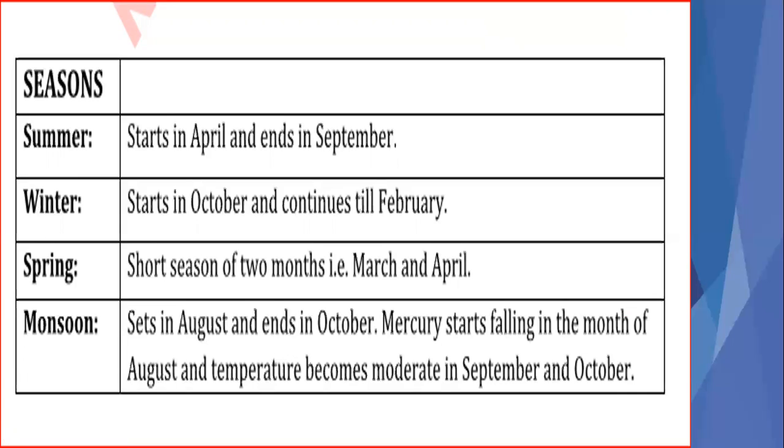In Pakistan, we can form four groups of seasons which represent the average condition of weather during the year. Number one, summer season, which starts in April and ends in September. Number two, winter, which starts in October and continues till February. Number three, spring season, a short season of 2 months, that is March and April. Number four, monsoon, the rainy season, which starts in August and ends in October. Mercury starts falling in the month of August, and temperature becomes moderate or normal in September to October.